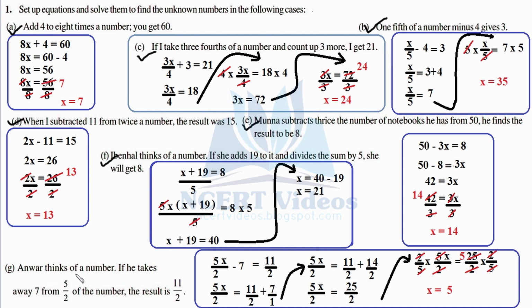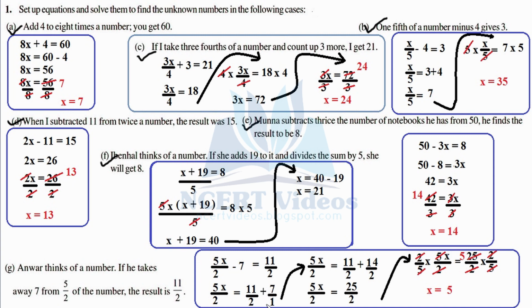Anwar thinks of a number. Let's think of it as x. If he takes away 7 from 5 by 2 of a number, so 5 by 2 of a number will be 5 by 2x, and what he does is he takes 7 out of it, so minus 7, and the result he gets is 11 over 2. This is your equation. 5x over 2 as it is; transpose the 7 towards the right hand side, it becomes plus.